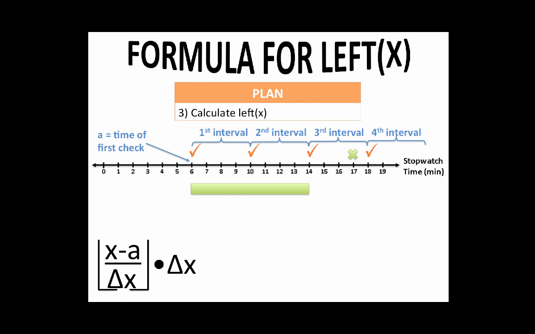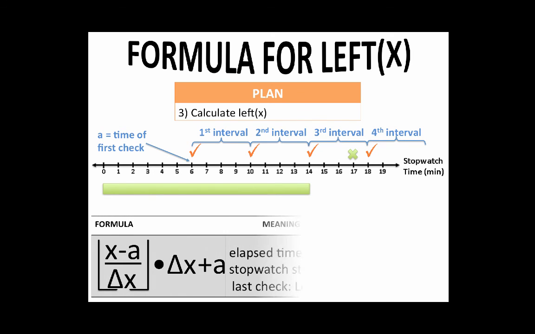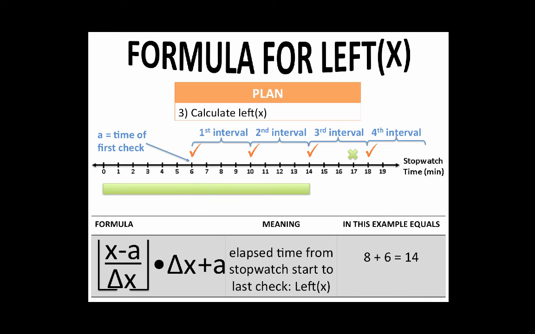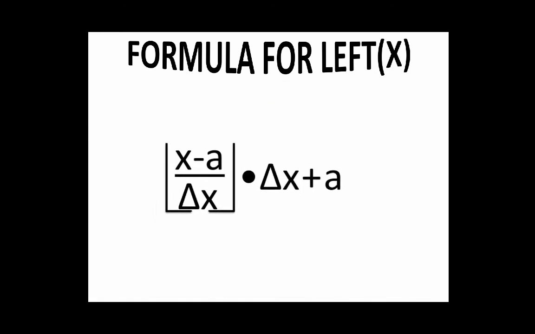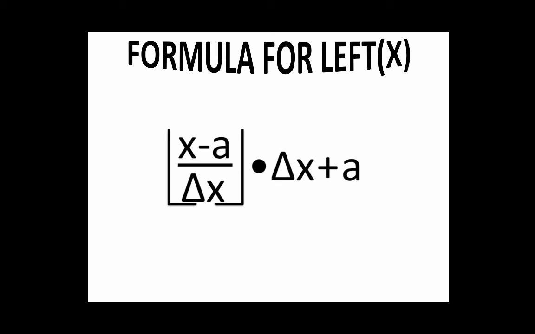Don't forget, though, that there was already some time on the stopwatch before Bob checked the velocity for the first time. To find the value of left of x, we need to add up all the time the stopwatch was running until the last time Bob checked the velocity. Adding a gives us the value of left of x, in this case 14. We have now built a formula that always correctly calculates left of x for any value of x. Pause and replay part 2 and make sure you understand how it was built.